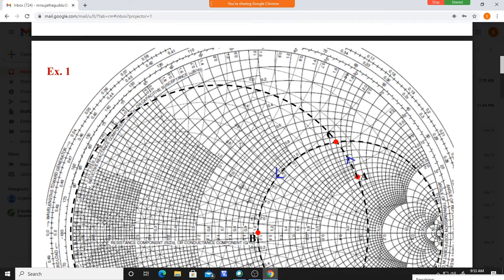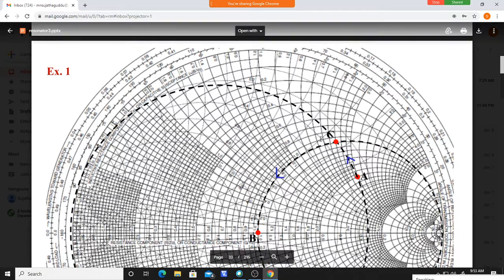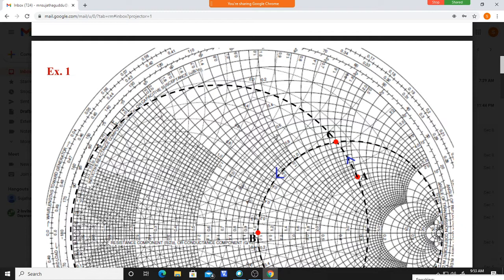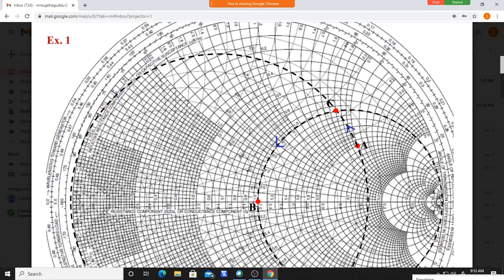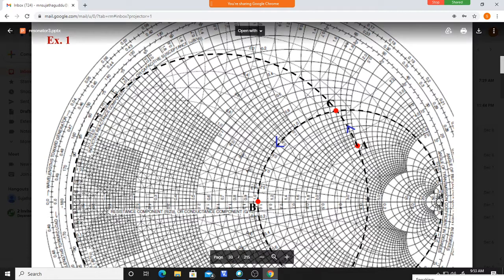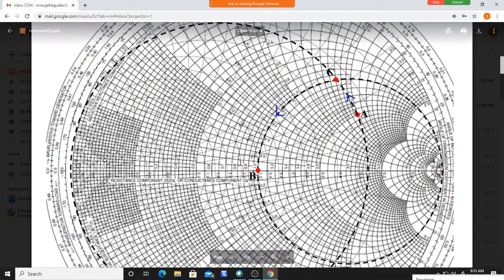Okay, all of you take a printout of this Smith chart and go through what I said: how to read the values, susceptance values, reactance values, angle, and how to draw the gain circle and stability circles. Okay, in the next class, we will see how to find the values of the inductor and capacitor.